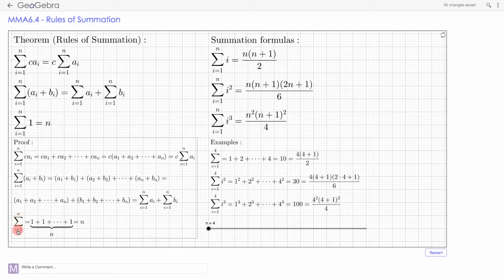And the last thing was just noting that this basically means that we take n copies of 1 and add them together, which is the same as n.